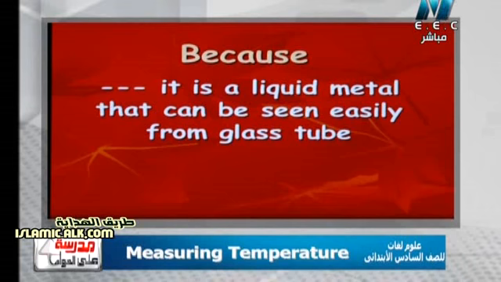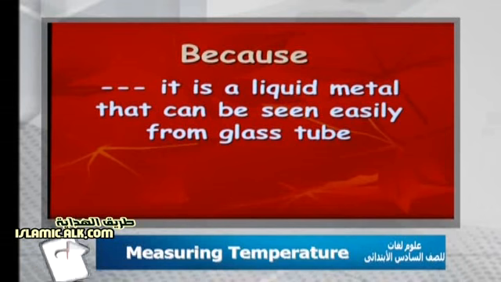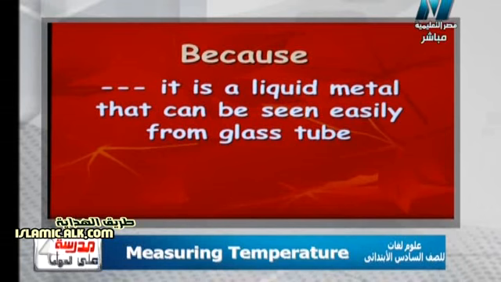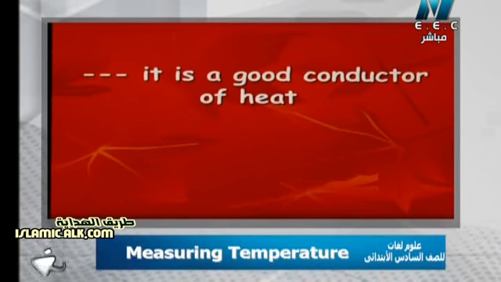And it can be seen easily from the glass tube. Mercury is a liquid metal which can be seen easily. Water would not be seen easily. Of course there are other reasons why water is not suitable at all as the liquid inside the thermometer. Again, number one, it's a liquid metal that can be seen easily from the glass tube. Number two, it's a good conductor of heat.